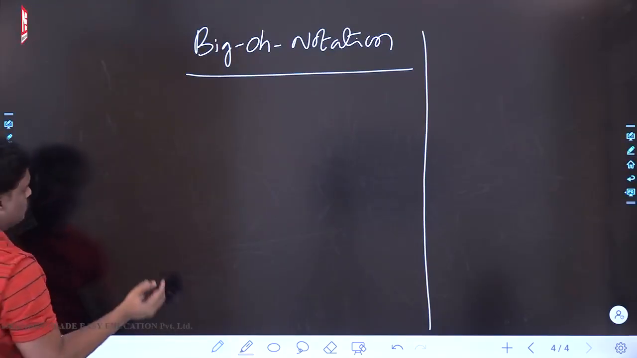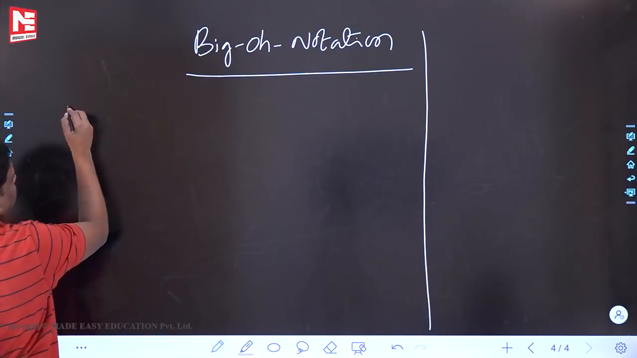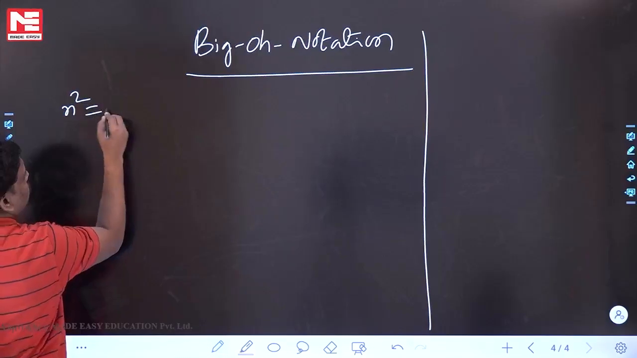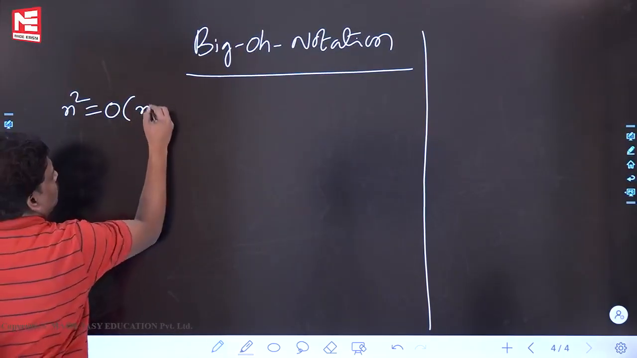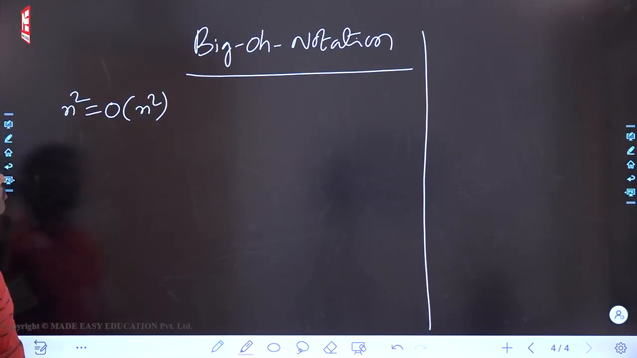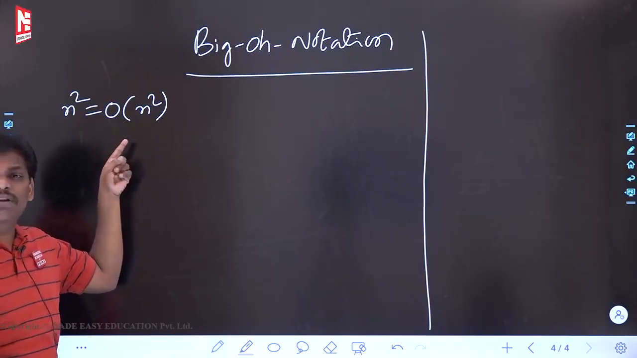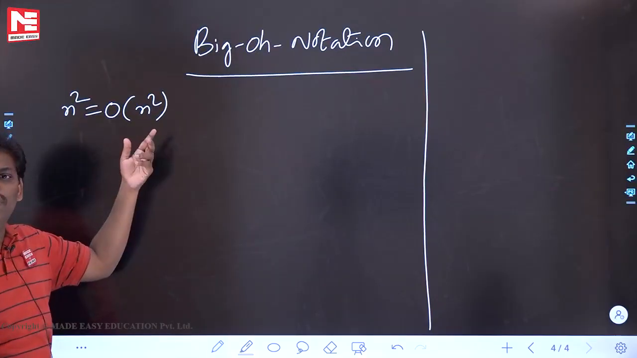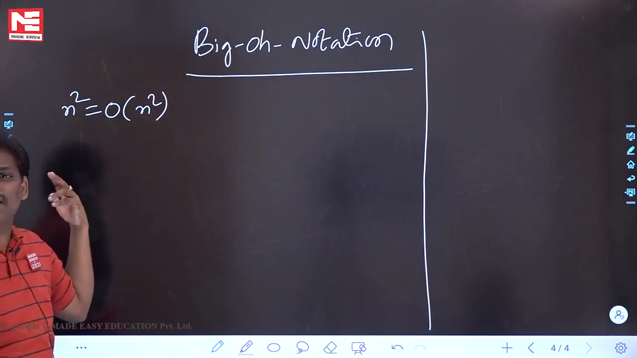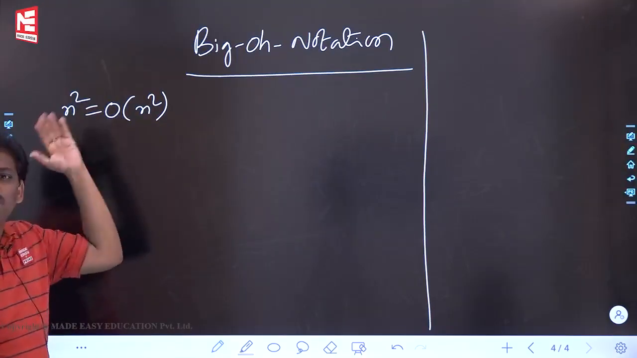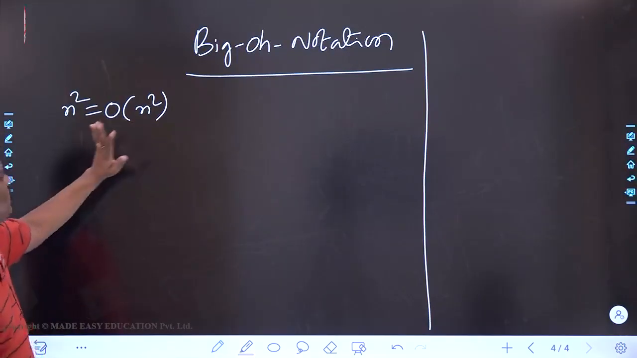Please listen. Is it right or wrong? Let me check. N square is big O of n square. Is it right or wrong? Everyone knows. What is the C1? What is the C value? 1. Because the right side is going to be bigger or equal, that is the reason. So that is fine, that is true.